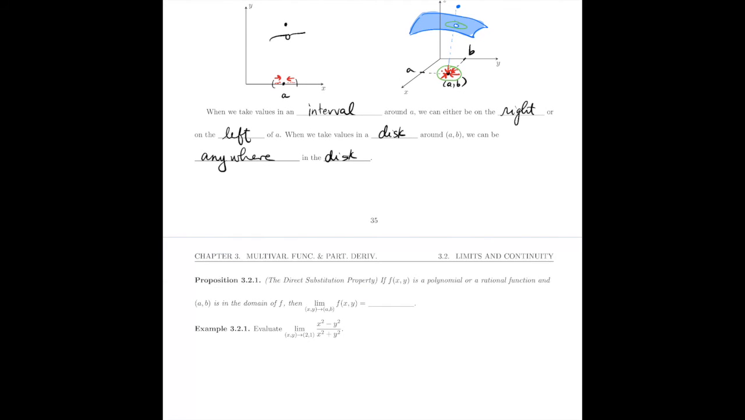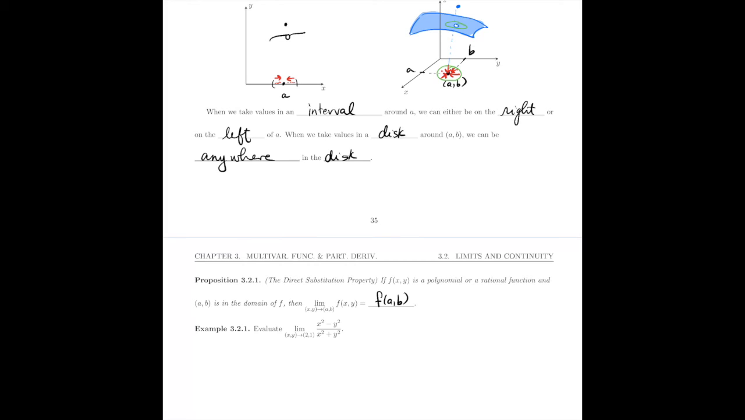Proposition 3.2.1, the direct substitution property. If f is a polynomial or a rational function and AB is in the domain of f, then the limit as xy goes to AB of f of xy is just f of AB. Really, it is drawing on the fact that polynomials and rational functions are continuous. This is the property that we're going to see for continuity later on, but this is the analogous property to what you would have seen in your first calculus course.